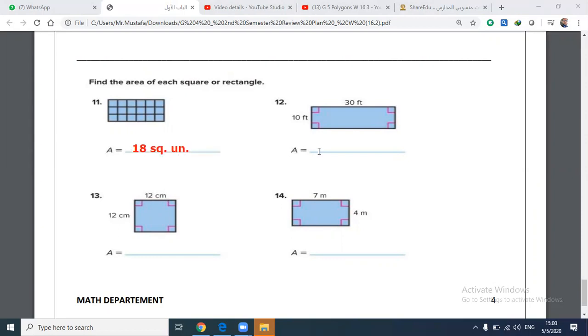Okay. Next one, 10 times by 30. Find area. 10 times by 30 equals 300. Yes. Okay. Square feet. Here you can find the area by multiplying 12 times by 12, which is 144. And here also I can find 144. Yeah, by multiplying 7 times by 4 equals 28. Yeah, excellent. Okay, you understand everything, Muhammad?